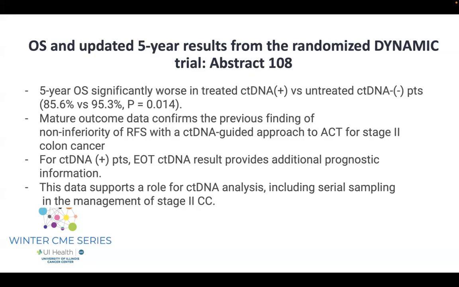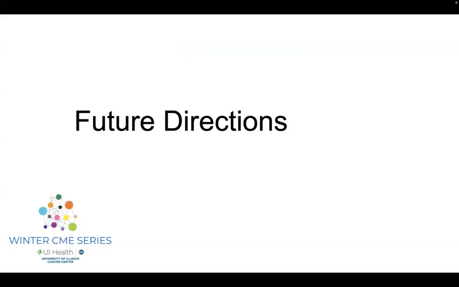Mature outcome data confirms the previous finding of non-inferiority of relapse-free survival with a ctDNA-guided approach to adjuvant chemo for stage 2 colon cancers. Again, for patients who are ctDNA positive, end of treatment ctDNA results did provide additional prognostic information, because those who did not clear their ctDNA had a worse prognosis. And this data really did support this role for ctDNA analysis, including serial sampling, in the management of stage 2 colon cancer. So future directions, where are we heading with all of this?